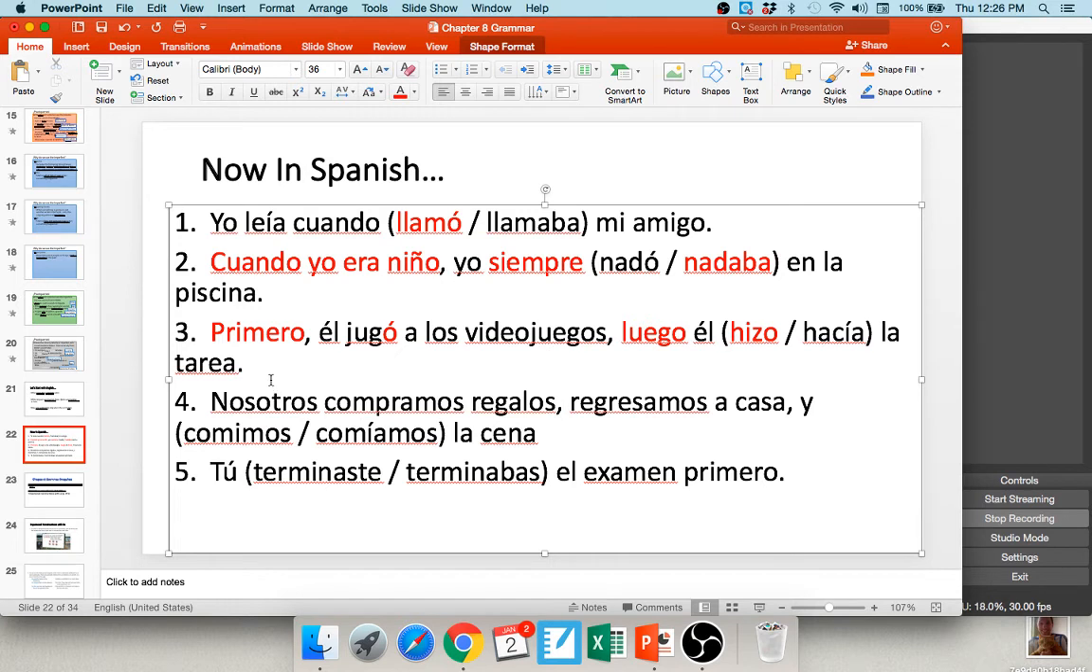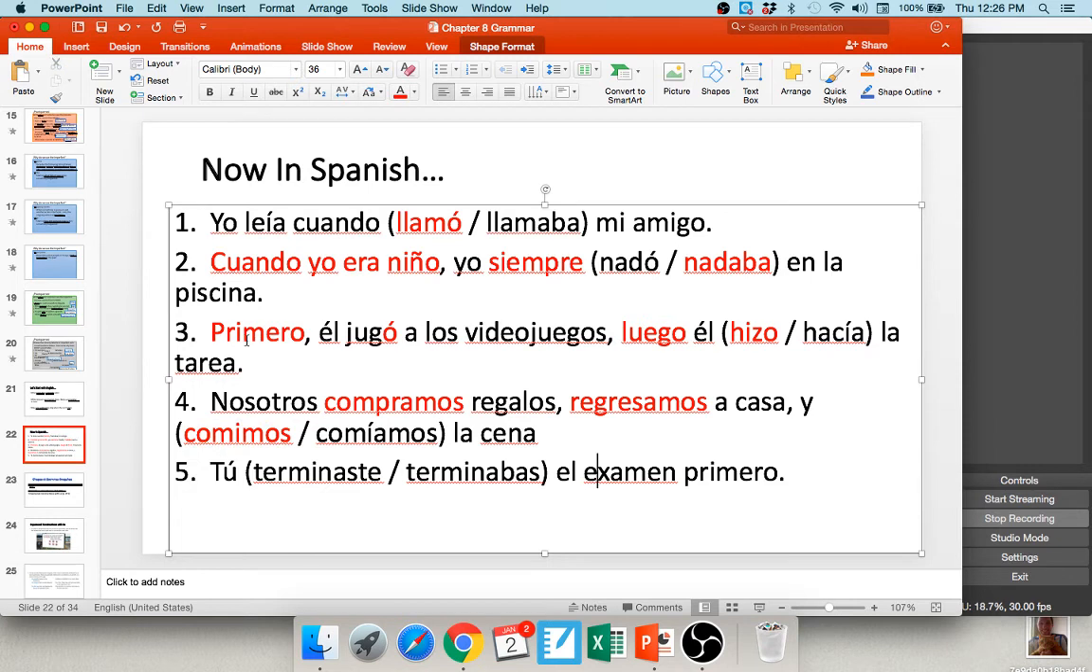Number 4. Nosotros compramos los regalos, regresamos a casa y comer la cena. So we bought the presents, returned home, and then ate dinner. This is a series of events. We bought, in the preterite, the presents. We returned, in the preterite, home. And then we ate dinner. Should be preterite with comimos because it's a series of events in the preterite.